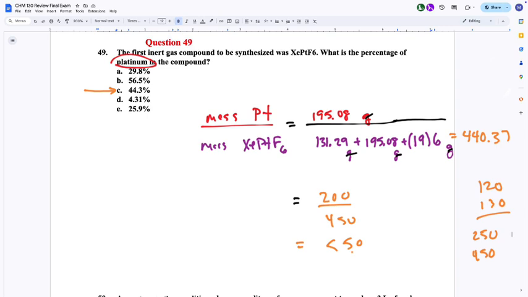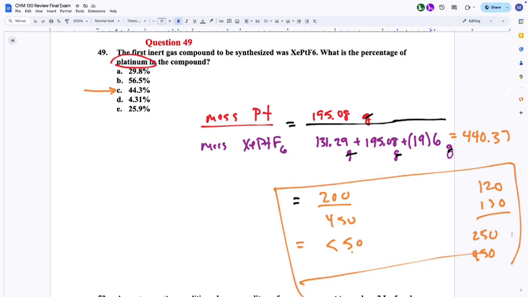Sometimes estimation works for you. Okay, so all this stuff I did down here was just me estimating. When you go through and actually run that calculation, the 195.08 divided by your 440 came in at 44.3%. Make sense? Whose question? You good with it?